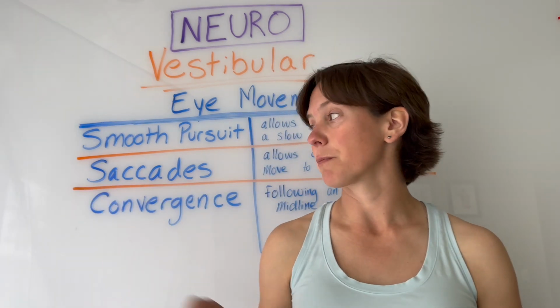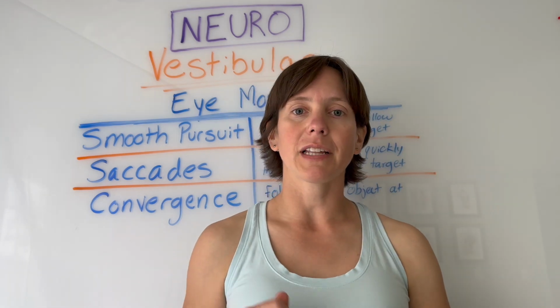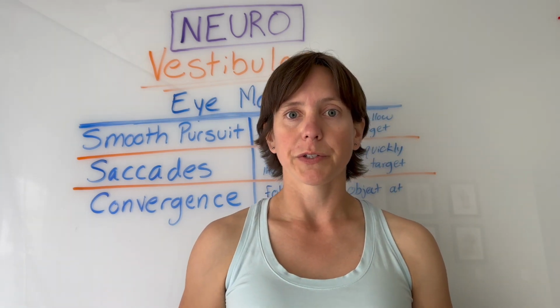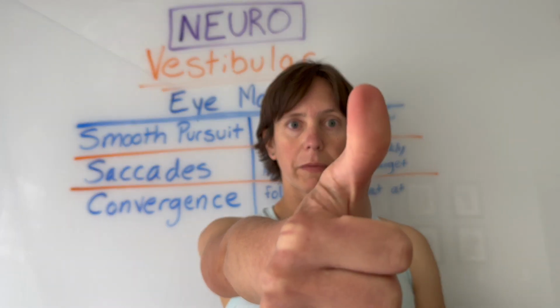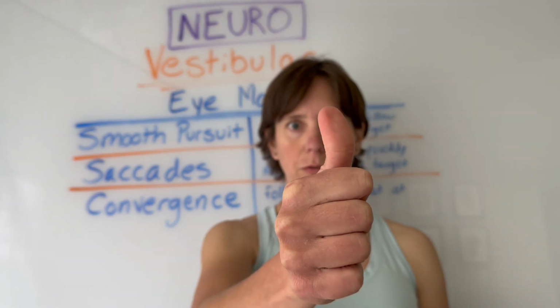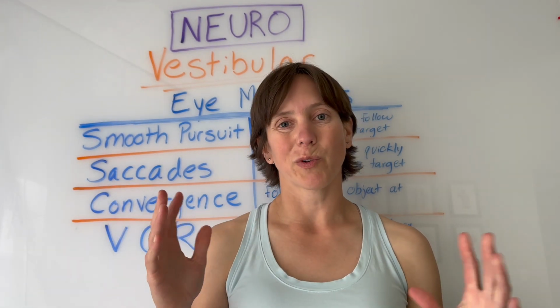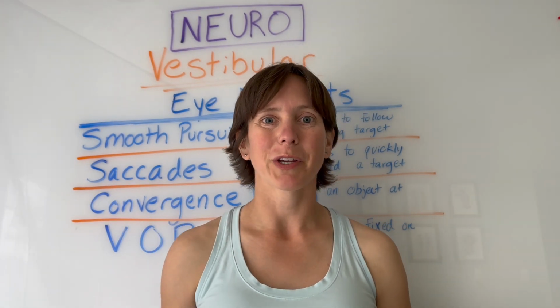The next type of eye movement is convergence. That allows your eyes to follow something at the midline of your visual field. So for example, if I hold out my thumb and I look at my thumb and I move it close to my nose.